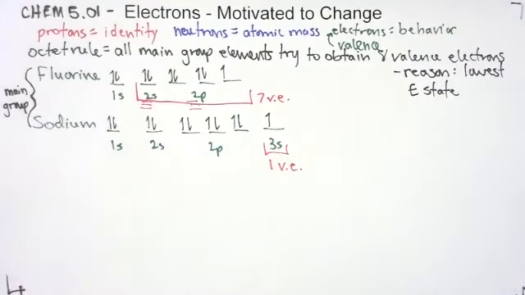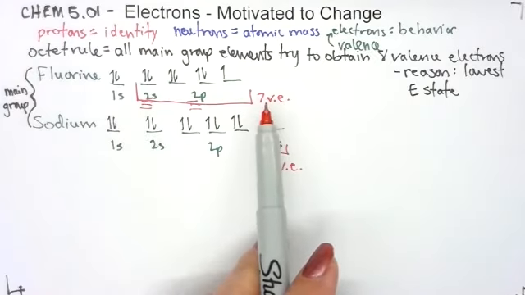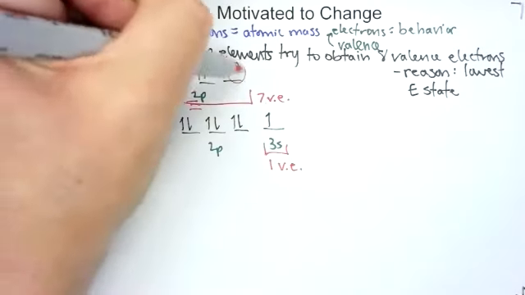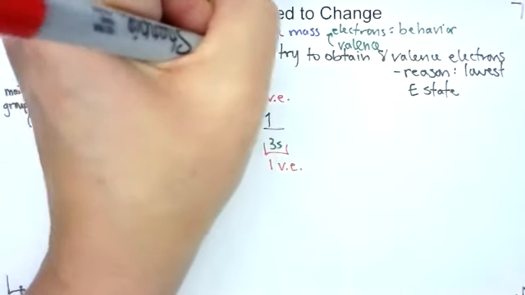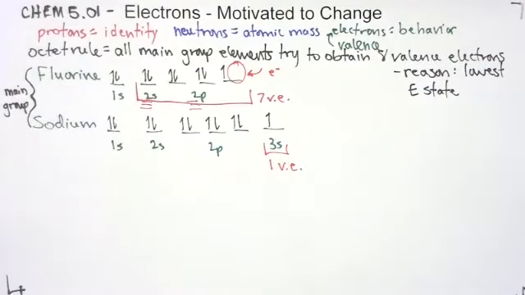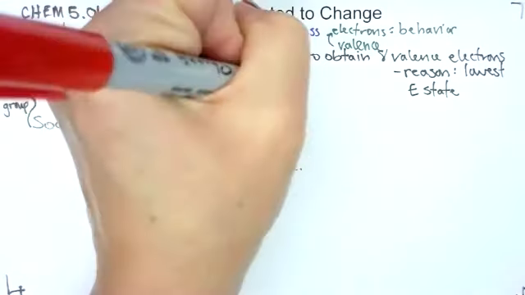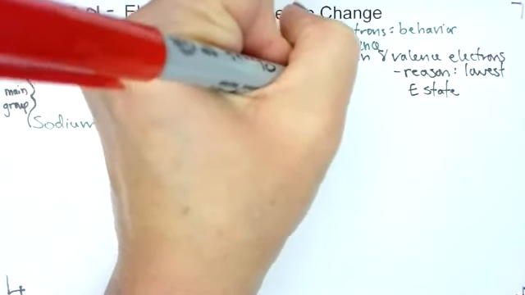Well, these are both main group, and so they want to get to 8. How does that work? Well, fluorine, it's pretty simple to see. It's got a vacancy here, and if it can bring an electron in, it'll have 8 valence electrons. And actually all the time, this is what fluorine does. So to get 8, it has to gain an electron.